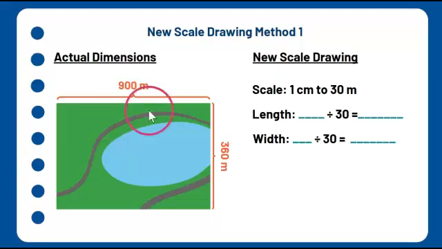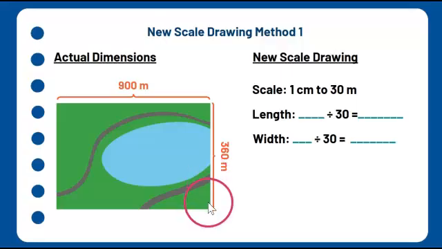The length of the actual park is 900 meters, while the new scale we used is 1 centimeter to 30 meters. So we can divide the length of 900 by the scale of 30 for the new scale drawing length. Since 900 divided by 30 is 30, the length of the new scale drawing is 30 centimeters.